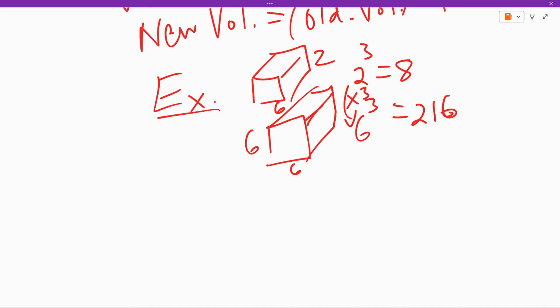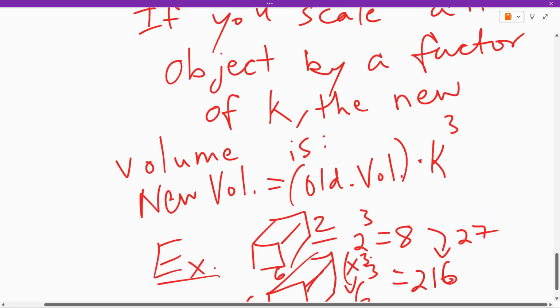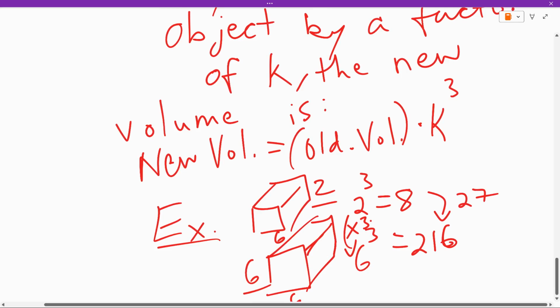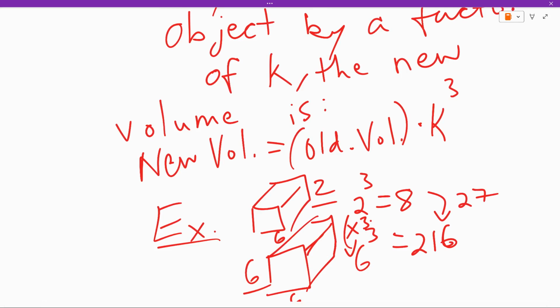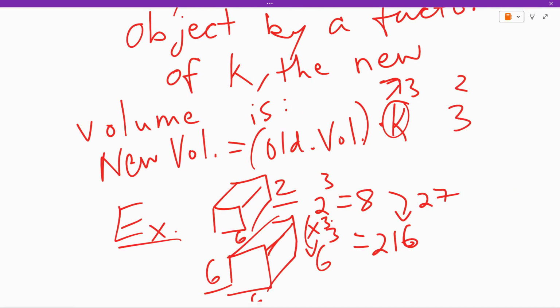When we consider the volumes 216 and 8, if you take 216 and divide it by 8, you'll notice that 216 is 27 times 8. Why is that the case? Because our scale factor here is 3, since we go from a side length of 2 to 6, a 3 times increase. The rule says that when you're scaling by a factor with volume, your old volume is multiplied by your scale factor to the power of 3. If we take 3 and cube it, we get 27.